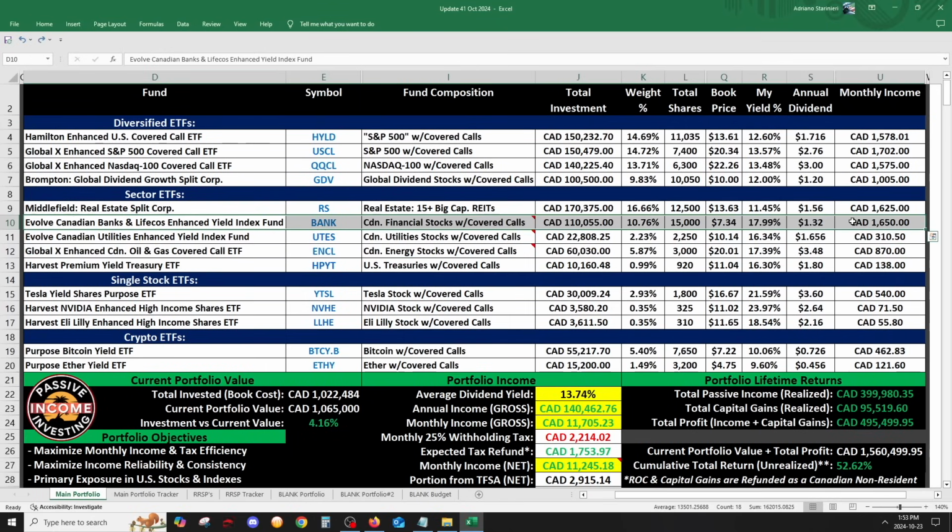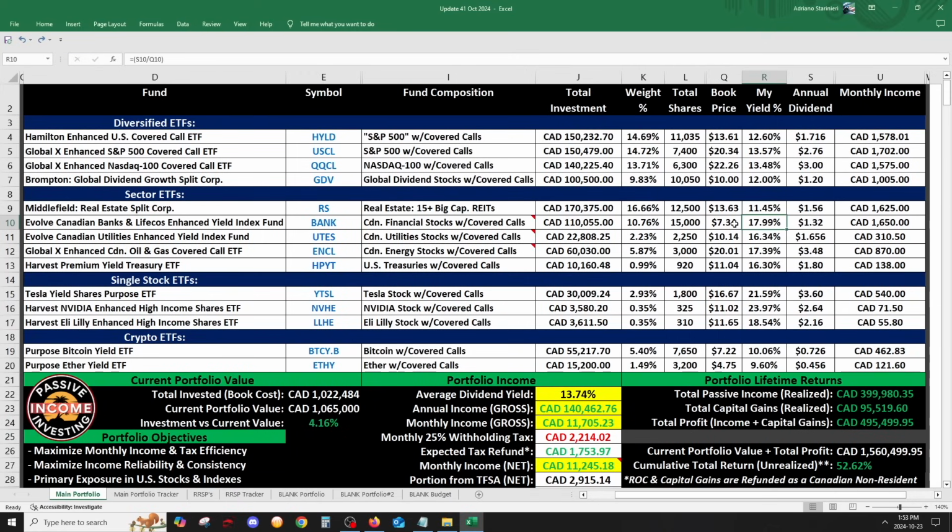Bank, unfortunately, the good news is that they raised their dividend. Okay, let's start with that. From $1.20 a year to $1.32, they raised the monthly dividend from 10 cents to 11 cents, which literally equates to, because I have 15,000 shares, a $150 a month increase, which is fantastic.